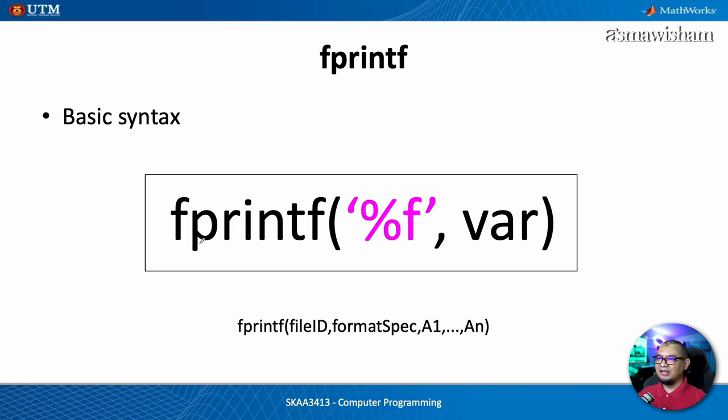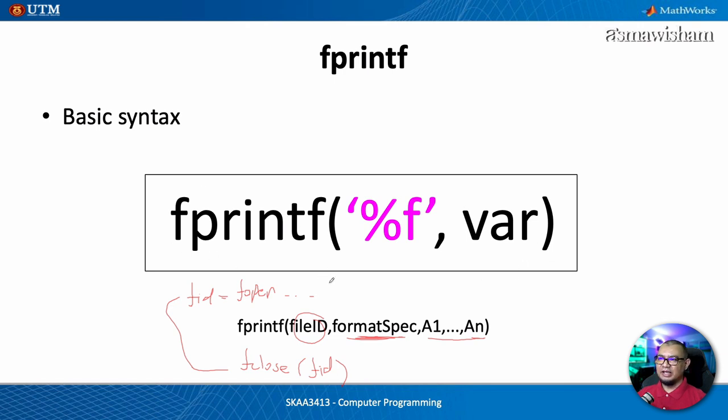Okay, this is the basic syntax: fprintf, then the formatting, and then the variable. To expand more on this topic, file management: once you use fopen, then you have fclose, and this one will be the FID, or file ID, equal to something. So anything related to fprintf, once you put the FID inside it, and then use a proper format spec related to some variable, if you have lots of variables, you can use this syntax.